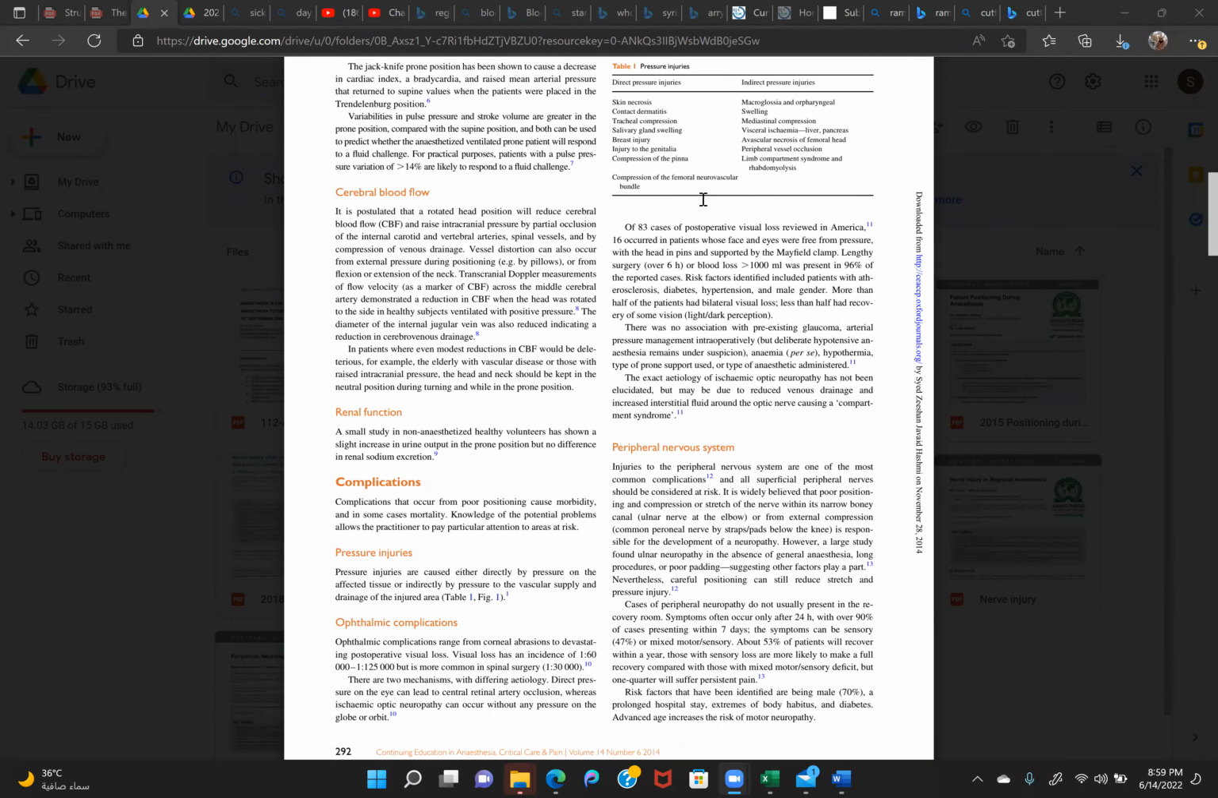It is intermittent. It is not like you are making the patient prone forever. It is called intermittent prone positioning. Actually, it is improving the VQ mismatch, in the way that the alveoli which are not perfused and ventilated in the supine position are aerated and gas exchange occurs in the prone position. So this is the mechanism.